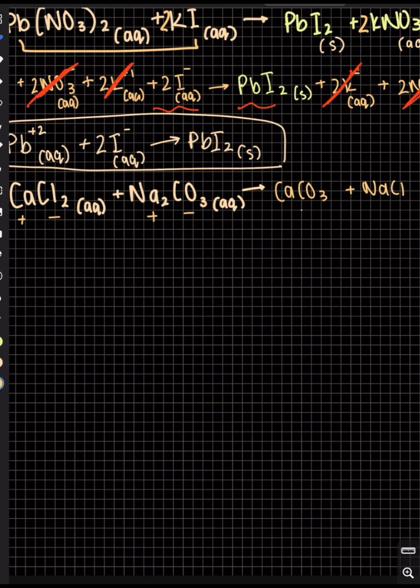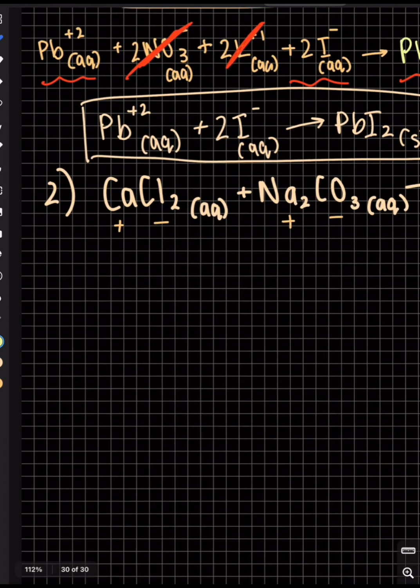I know anything with a carbonate is always going to be insoluble, which means this is going to form a precipitate and be a solid. NaCl is usually soluble since sodium is an alkali metal, so this is going to be aqueous. Now let's see if it's balanced. No, it is not balanced. I have to give NaCl a coefficient of 2. Now that it's balanced, I can start to write my ionic equation.